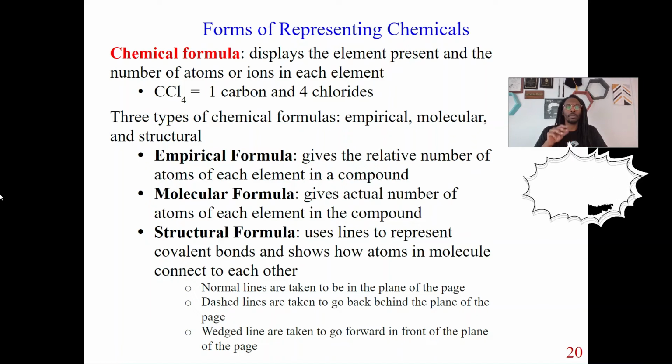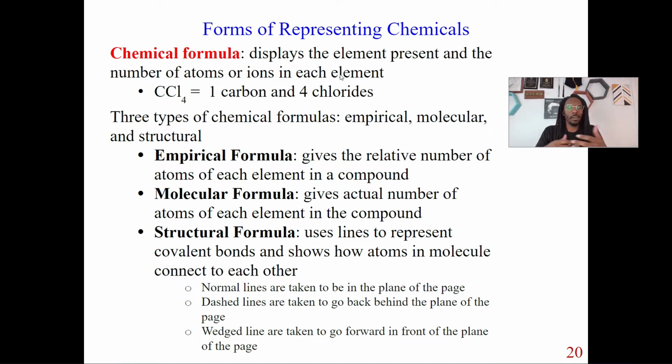Okay, we're talking about three different types of chemical formulas today. A chemical formula, in case you didn't know, is basically representing our chemicals. To be exact, it's going to display the elements present. It's going to tell me the element, but it's also going to tell me how many atoms, or potentially ions, there are in this formula.